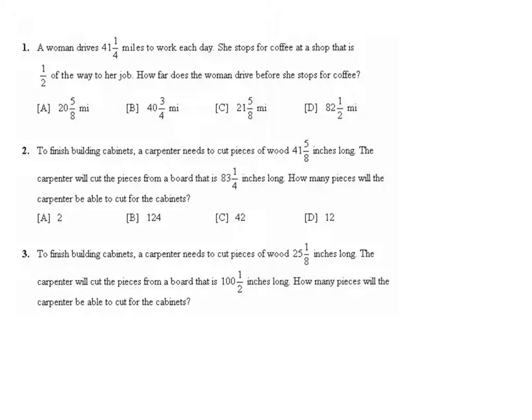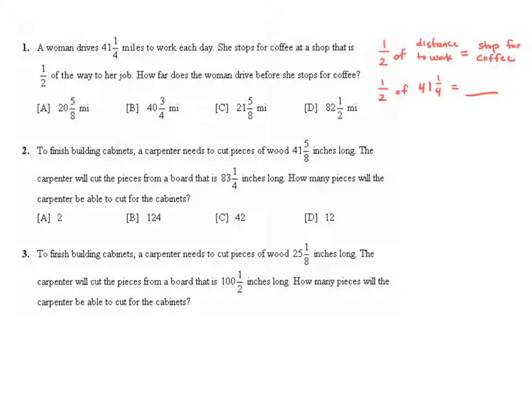When I'm thinking about this, I kind of write out a little number sentence out to the side, but I'm going to write my number sentence partially in numbers and partially in words. I know that half of the distance to the work is her stop for coffee. So now I just need to fill in the numbers that I know. Half of the distance to work is 41 1/4 equals the blank that I'm trying to find out.